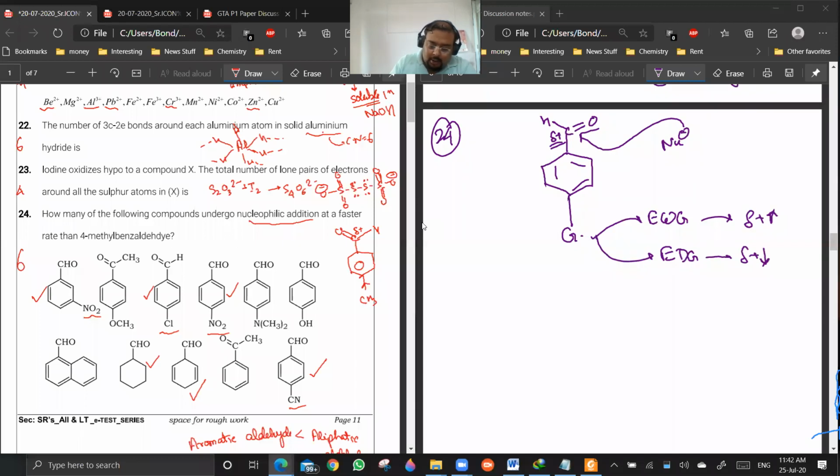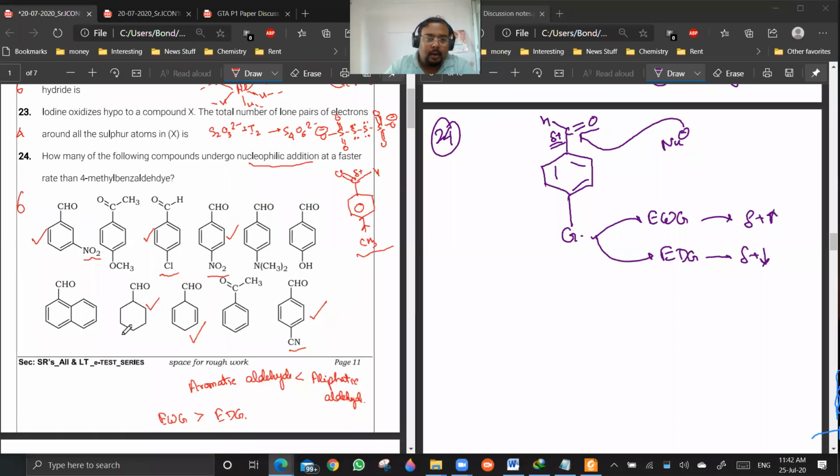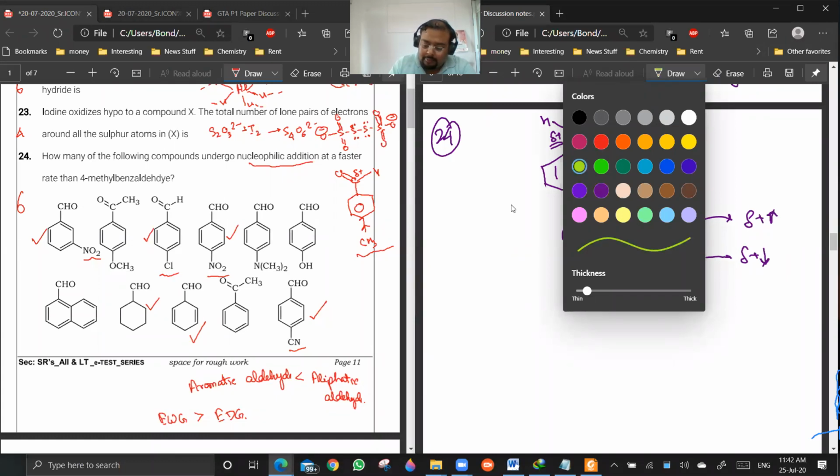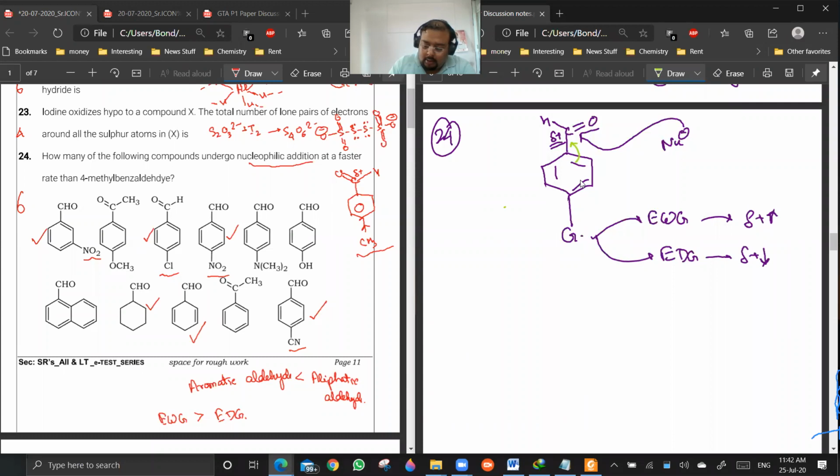All these aromatic ones will go under this category. Always remember that we are comparing it with this compound, CH3. And always remember that aliphatic aldehydes are more reactive than aromatic aldehydes. Why? Because in aromatic aldehydes, this delta plus is decreased due to pi electron donation from the benzene ring. That is not available in the case of aliphatic aldehydes. Are you getting my point? So this and this will also be the answer. So the answer is option 6.